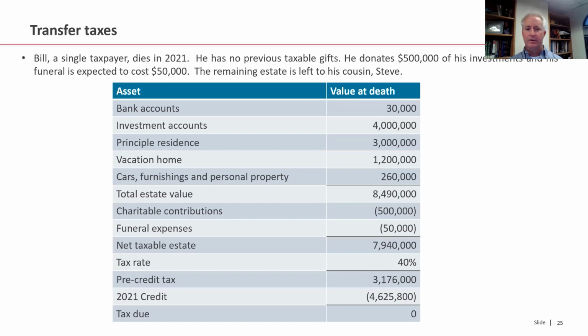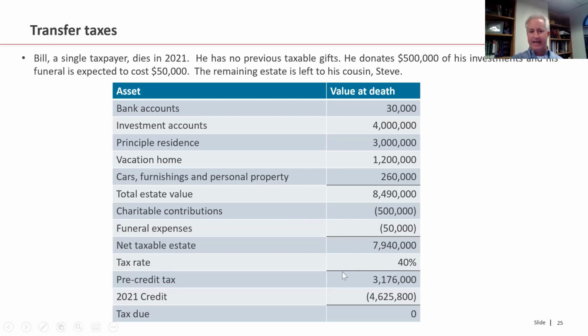So the first thing we would do is value Bill's estate at the time of death. I've provided that information. He's got some bank accounts, some investments. He owns a home. He owns a vacation home as well. And then he's got a bunch of personal property like his cars, his furniture, this sort of thing. His total estate accumulates to just about 8.5 million, 8.49 million. He's made a charitable contribution out of his estate, so he gets to reduce the value by the 500,000. He gets to reduce it for his funeral expenses. His net taxable estate is just shy of 8 million.